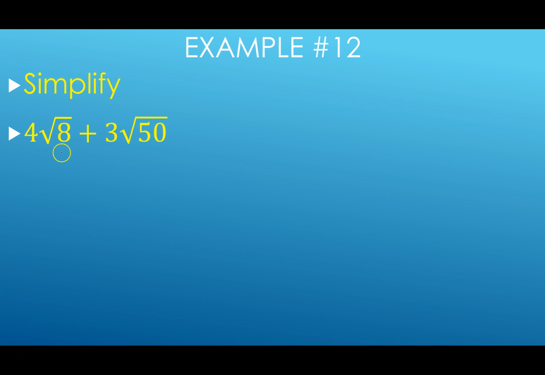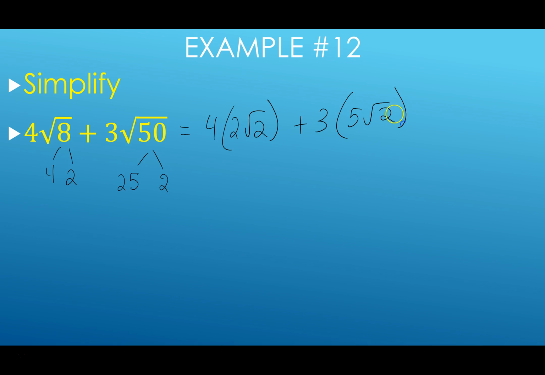For here, square root of 8 is 4 and 2. So this will become 4 and then 2 square root of 2, plus 3 and then 50 is 25 and 2. So it'll be 3 times 5 square root of 2. So this will tell us 8 square root of 2 plus 15 square root of 2, which is 23 square root of 2.